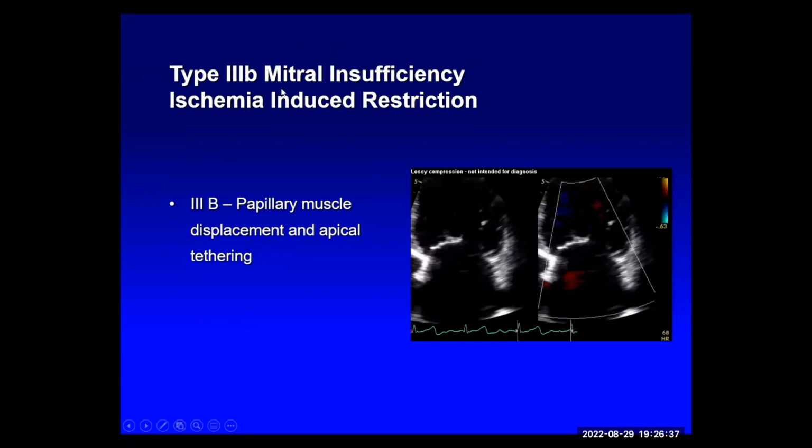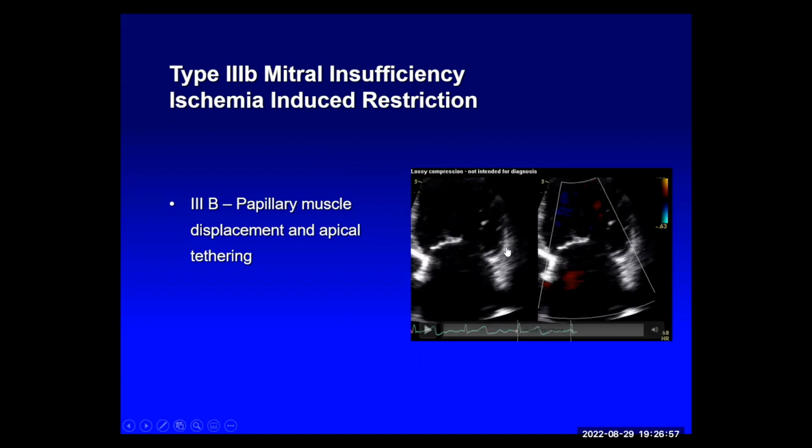Type 3B is when you have restriction of the valve movement. So the valve is all right, the cords are okay. However, the ventricle is not moving, and not moving here is just to show you again, left atrium, left ventricle. This is the septum. This is the posterior lateral wall.